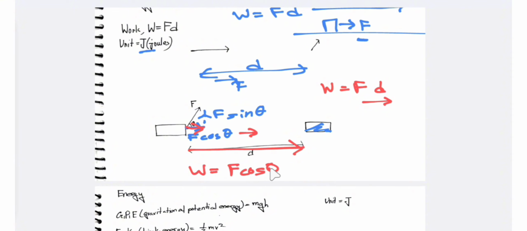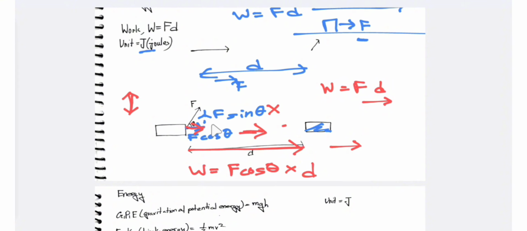For this force, work done is equal to force and the distance traveled in the direction of the force. The distance traveled is in the horizontal direction, so we need to consider only the horizontal component of the force. So the work done would be the horizontal component of the force, F cos theta, times the distance. We don't need to consider the vertical component of force because the object is moving horizontally, since there is no movement in the vertical direction.